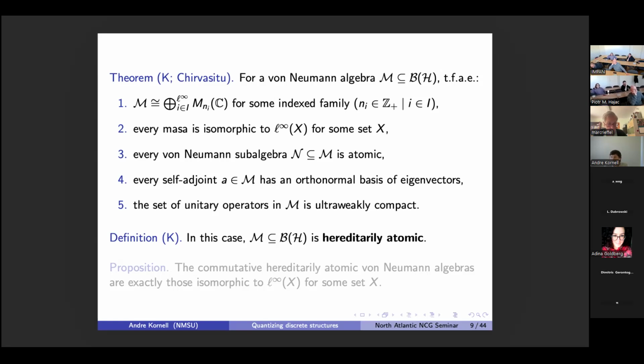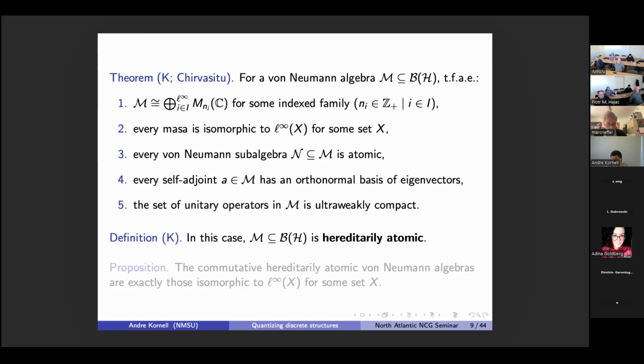Sorry, could you remind me what atomic means? The definition of atomic is you look at the structure of the projection lattice, and if the projection lattice is atomic, then you call the von Neumann algebra atomic. And what does it mean that the lattice is atomic? It means that underneath every positive element of the lattice is a minimal element of the lattice. Okay. So basically, a von Neumann algebra being atomic amounts to having enough minimal projections.